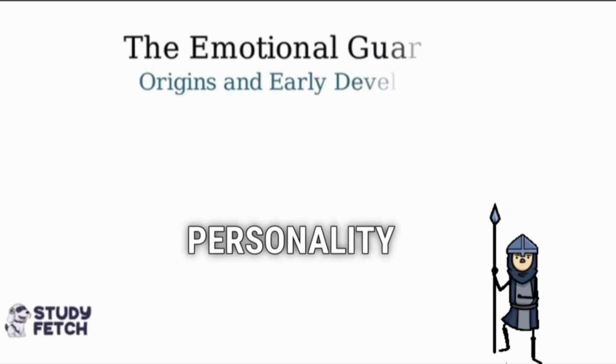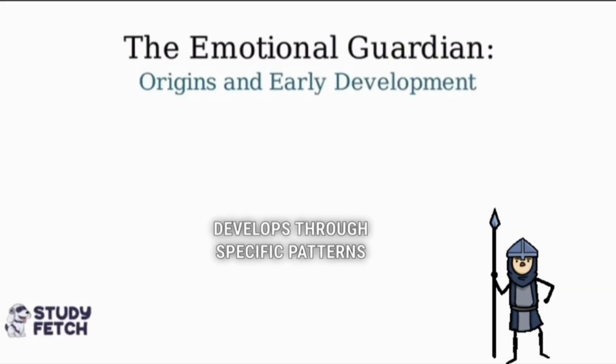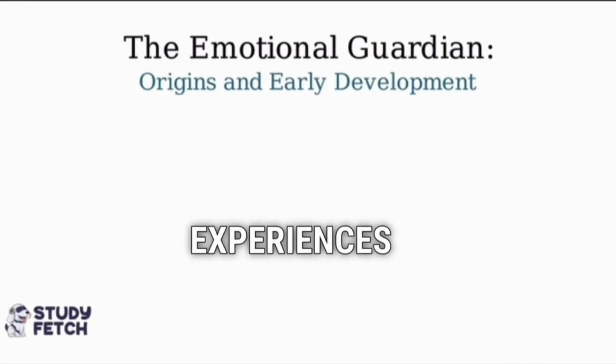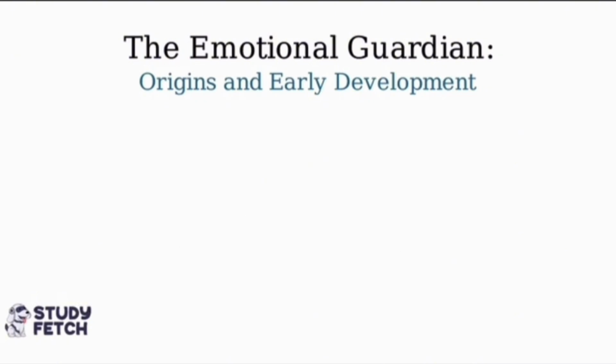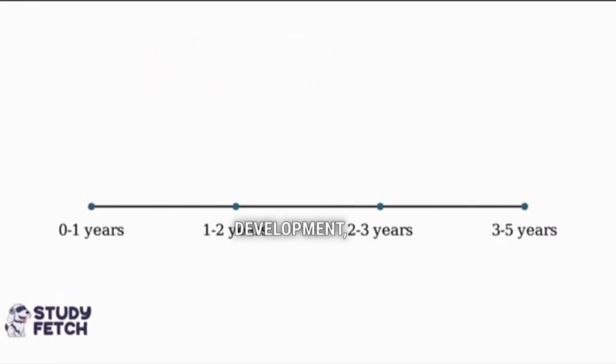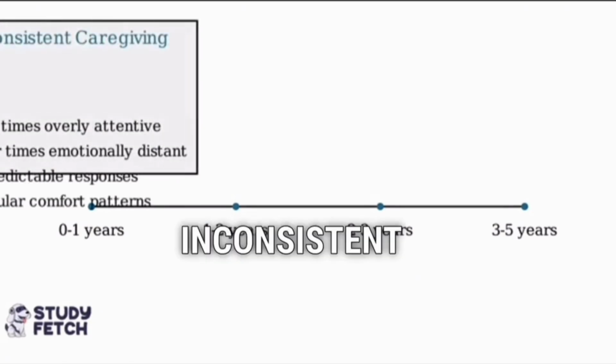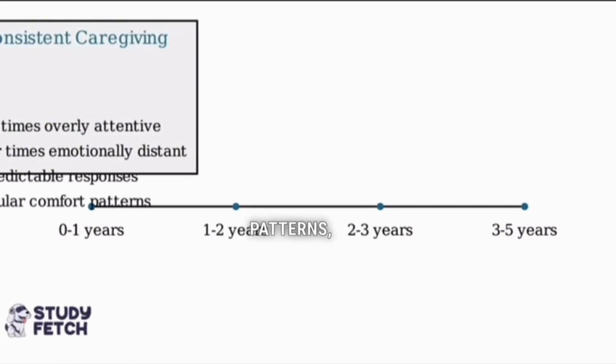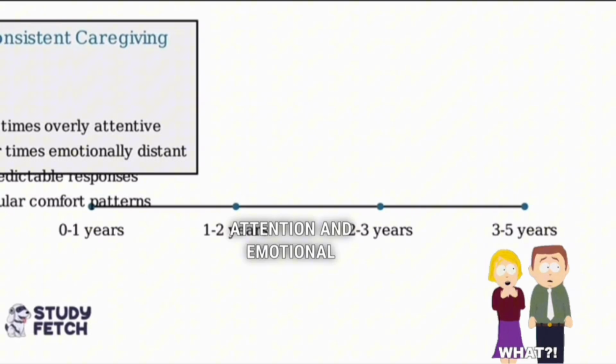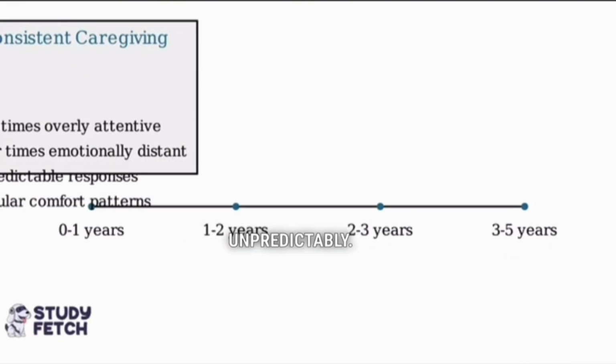Emotional guardian personality type develops through specific patterns of early childhood experiences and attachment. During the crucial early years of development, from birth to age 5, certain patterns of caregiving shape the emotional guardian traits. The foundation begins with inconsistent caregiving patterns, where parental attention and emotional availability fluctuate unpredictably.